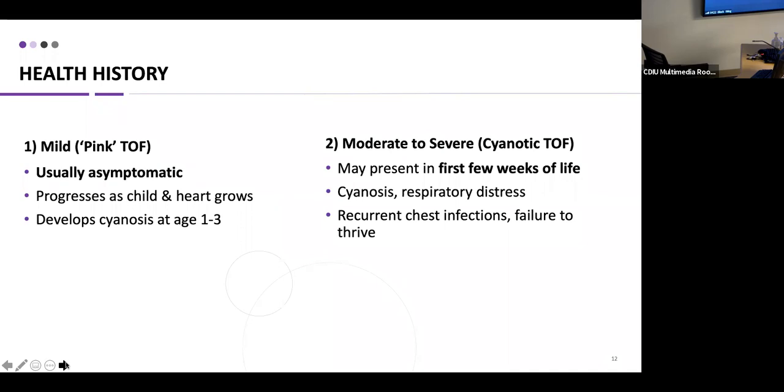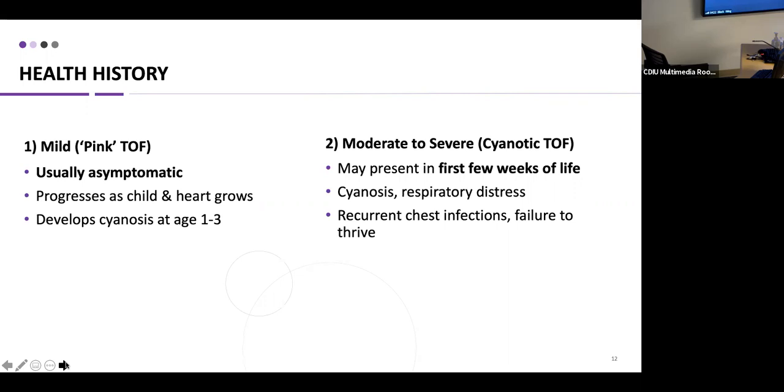Usually these babies are asymptomatic. They progress as the child grows, usually developing cyanosis by the age of 1 to 3. In moderate to severe tetralogy of Fallot, these patients will present as cyanotic. Infants born with moderate to severe pulmonary stenosis may present in the first few weeks of life with cyanosis and respiratory distress. These infants might be prone to develop recurrent chest infections or failure to thrive.